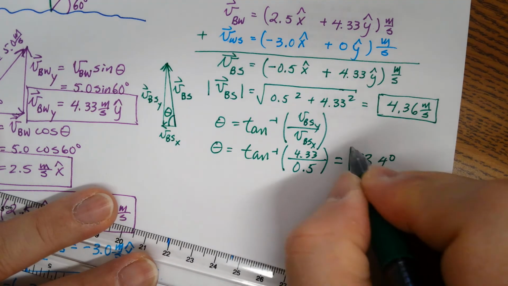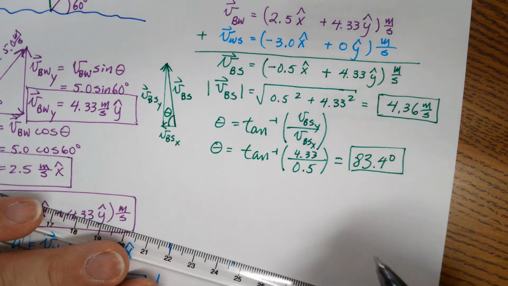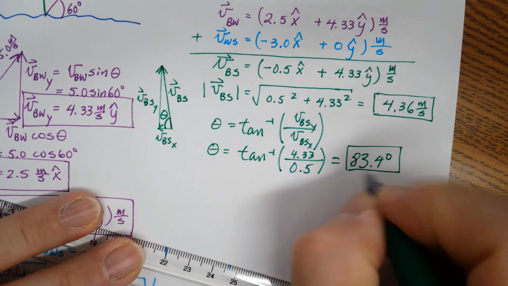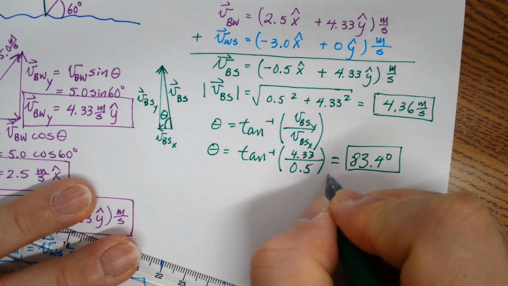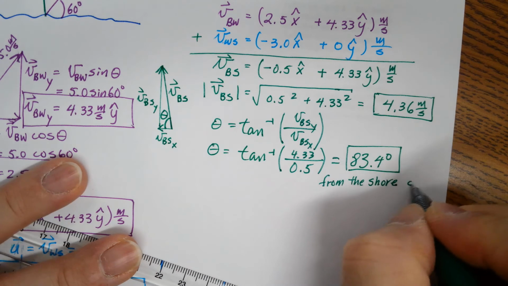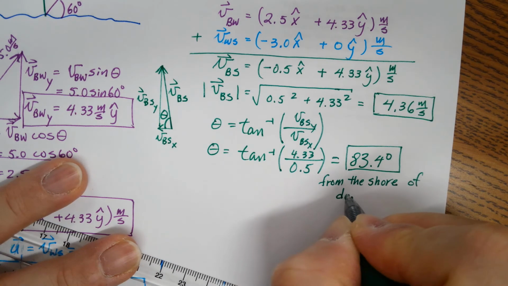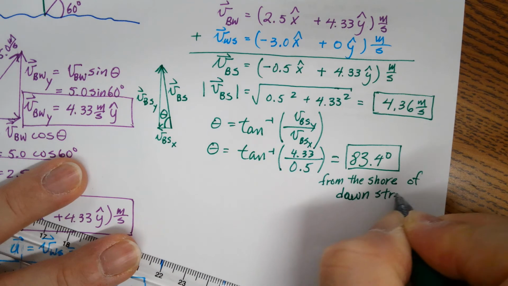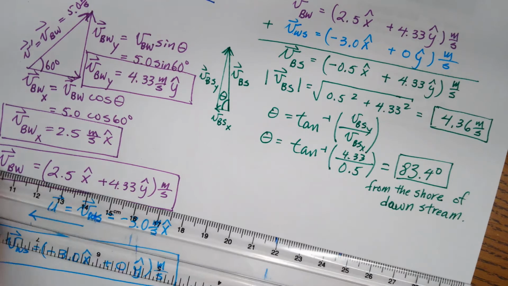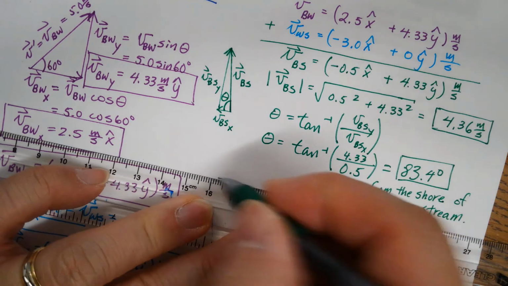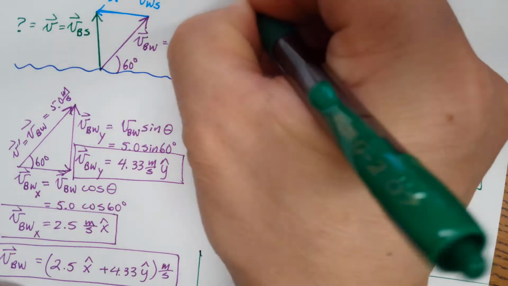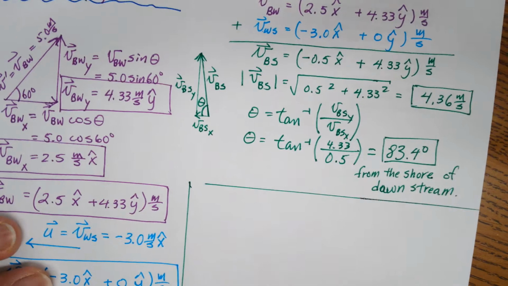So this 83.4 degrees is from the shore of downstream. So this is my A. Now let's take a look at B.